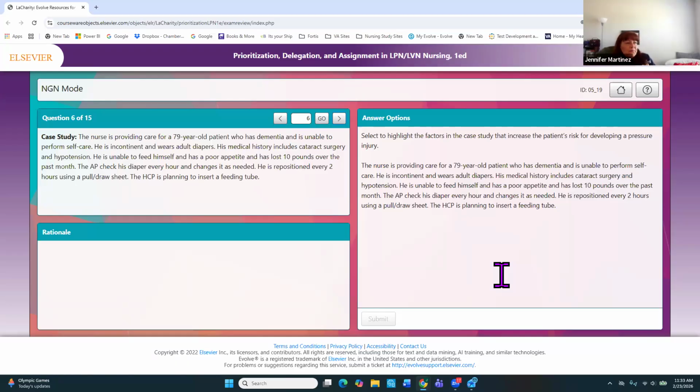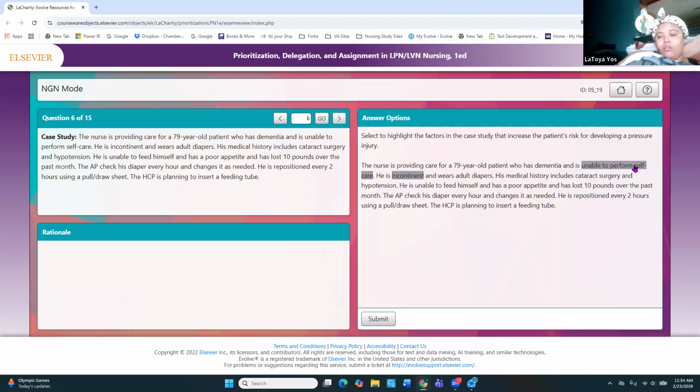Okay, so what factors increase their risk for developing a pressure injury? He is repositioned every 2 hours using a pull draw sheet and does not physically move. Okay, let's see. What do I highlight? He wears incontinent diapers. Maybe click on it. Oh, okay. It won't let me click on that one. Unable to perform self-care. Okay.